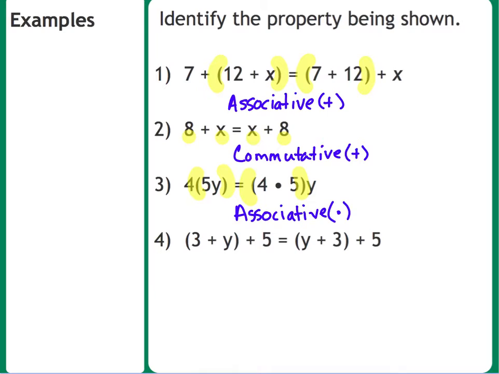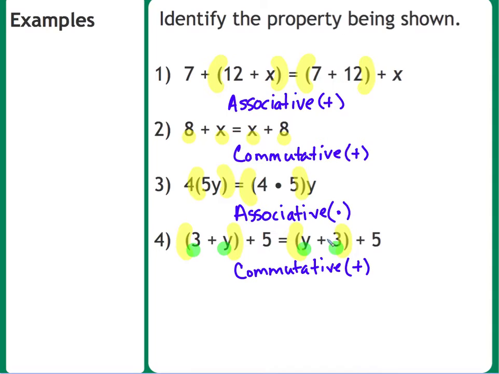And the last one is a trick problem, because in both cases, the first expression and the second expression, what's inside the parentheses? Both of these have 3 and y in the parentheses. What has changed is the order inside the parentheses. The 3 and the y have moved. So this is actually the commutative property, and it's a commutative property of addition. So notice the order changed, and order changing is the commutative property.